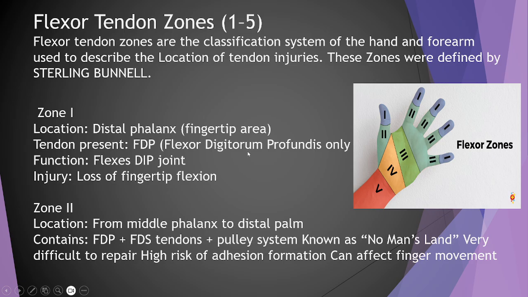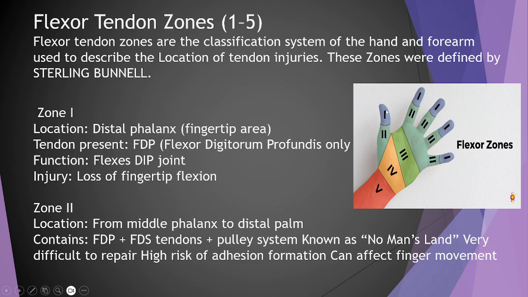Flexor tendon zones are a classification system of the hand and forearm used to describe the location of a tendon injury. If a person has an injury in the hand, how will the physician describe that part where the injury is? To make it easy to describe the location of the tendon injury, the zones were classified by Sterling Bunnell. There are 5 zones in the flexor tendon.